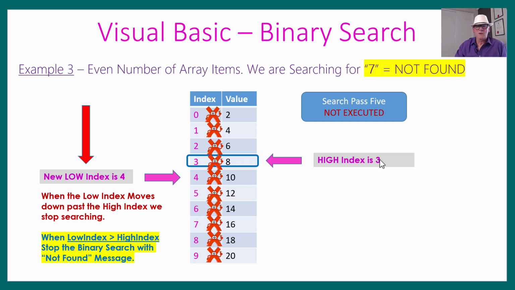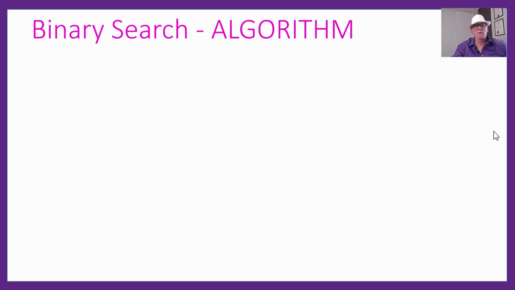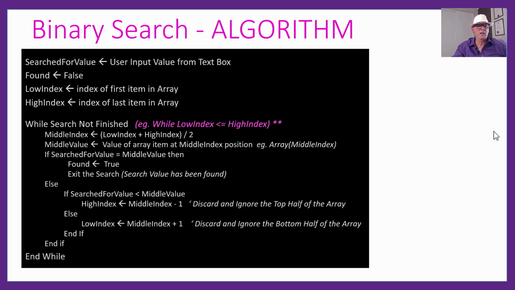So we'll have this loop to keep cutting things in half, looking for stuff. But once that low index value creeps up and gets bigger than your high index, so it's got down below where the high one is, that's when you know it's time to stop and just say, hey, the thing isn't found. So just give the message, number 7 not found. Now, if we think very carefully back across our 3 desk checks that we have done, then we can develop this algorithm. So let's have a look at the algorithm here.